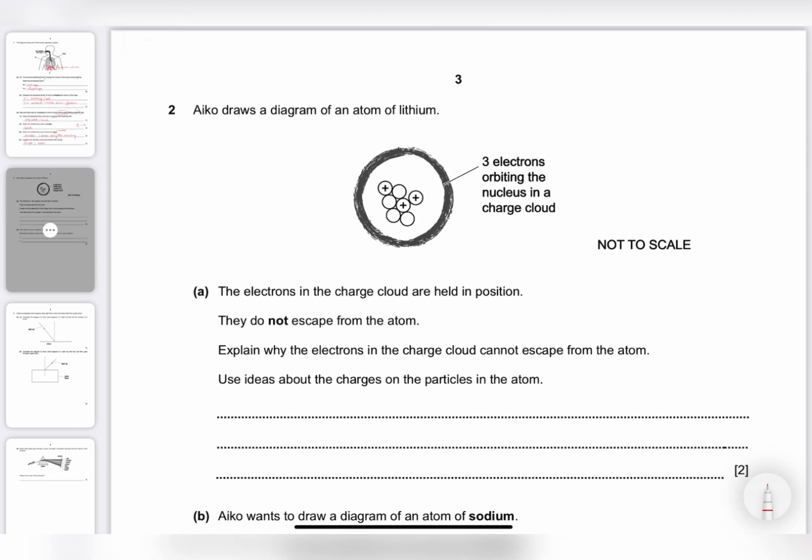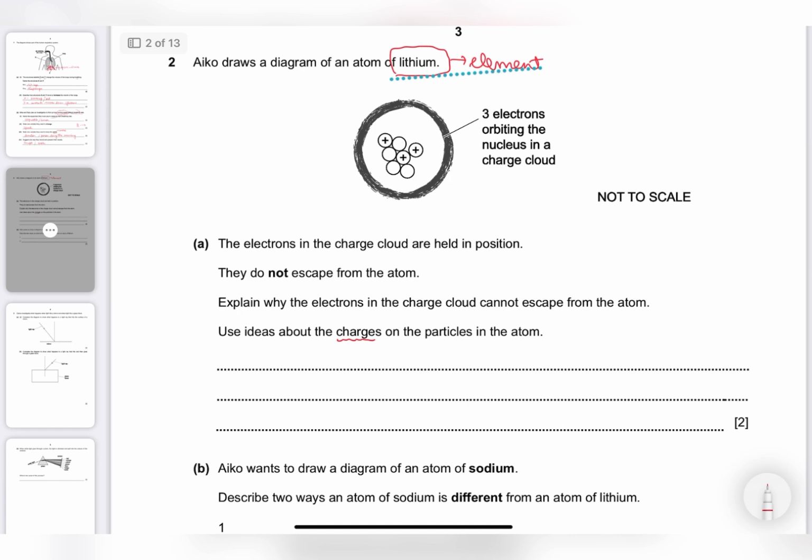I could draw a diagram of an atom of lithium. Lithium, you can imagine it as an atom or an element. It is one of the elements. The electrons in the charge cloud are held in position. They do not escape from the atom. Explain why electrons in the charge cloud cannot escape from the atom. Use idea about charges. See how to frame the answer. We have to use idea about charges on the particles in an atom.